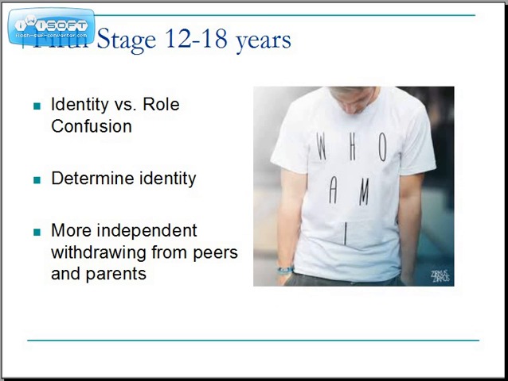Stage 5 of Erickson's theory deals with the ages 12 to 18. The major conflict of this stage is identity versus role confusion. In this stage, people pull away from the influence of their peers and teachers and start determining their own identities. This is when people go through puberty, so there is a large change at this point in their lives as well.